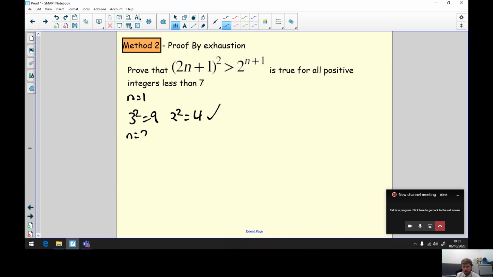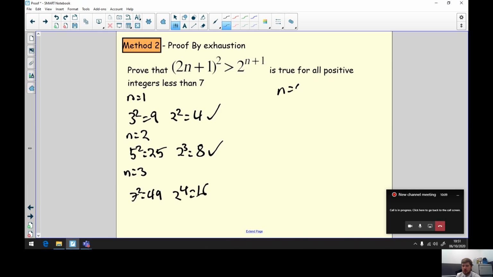N equals 2, I get 5 squared equals 25, and I get 2 to the power of 3, which is 8, and I'm happy with that. The next one, n equals 3, I'm going to get 7 squared equals 49, and 2 to the 4 equals 16.